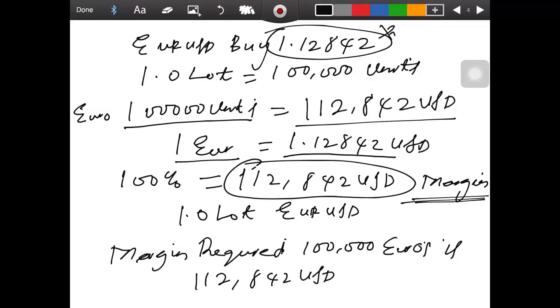So if you want to buy 1 euro, be ready to provide this amount in dollars. If you want to buy 1 kg of gold, there is an amount you need to pay to be given.